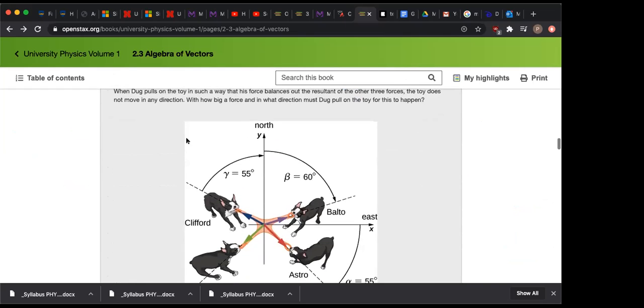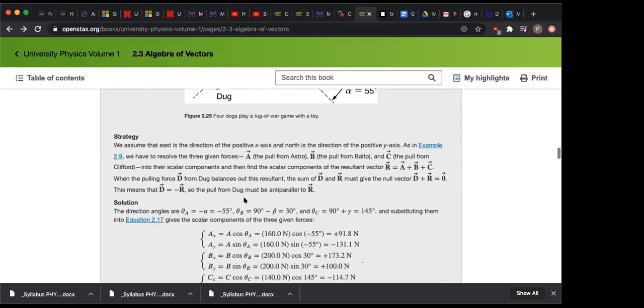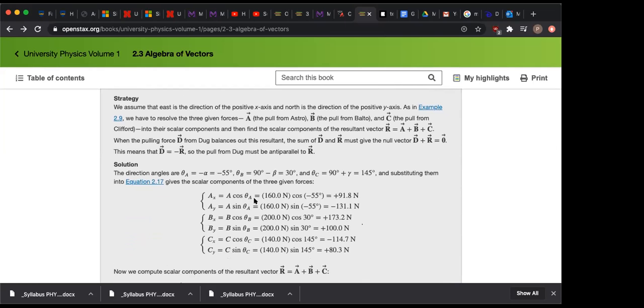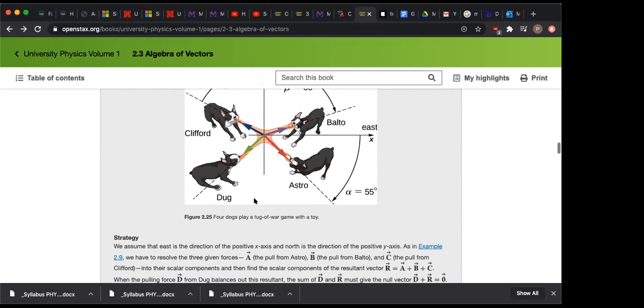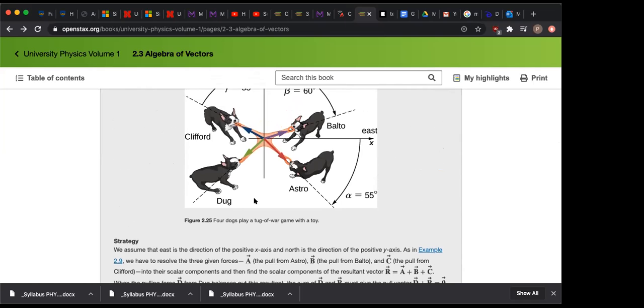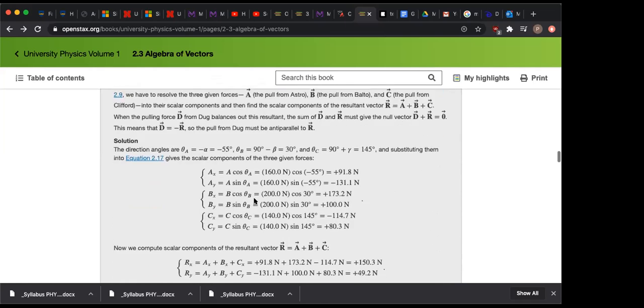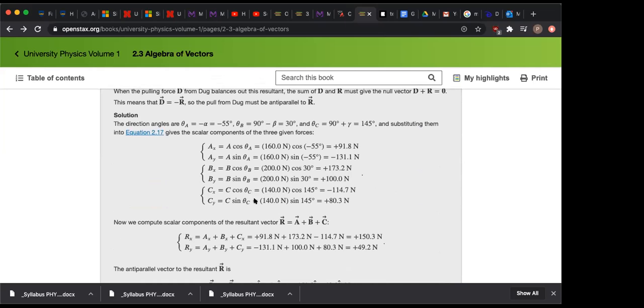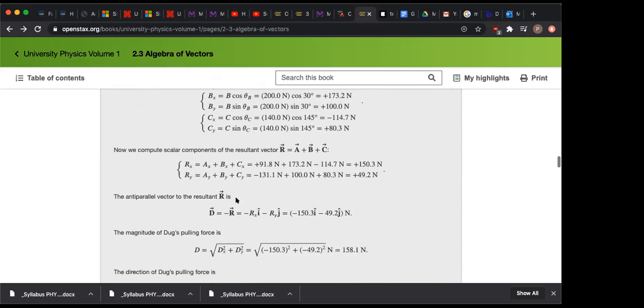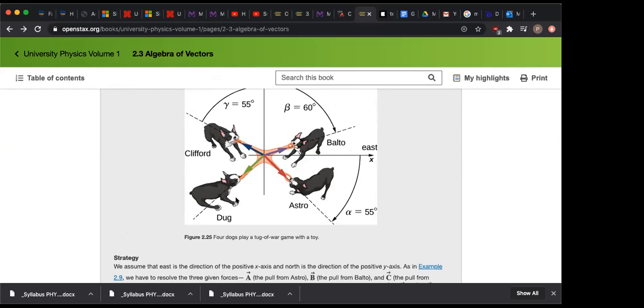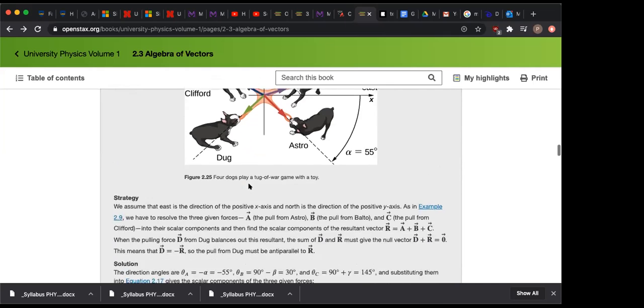vectors. Here they do another example where 4 dogs are pulling on a rope thing, and all these forces that they're pulling with add to 0. And that means they have to add to 0 in the x direction, and they have to add to 0 in the y direction. And apparently they have all the forces they know except for one. They don't know the force from Doug, the dog. They know all the other ones.